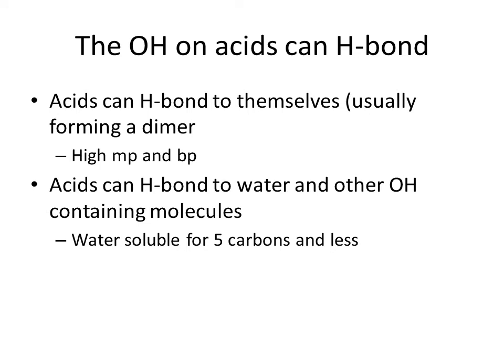The oxygen-hydrogen part of the functional group on an acid can hydrogen bond. They're just like alcohols in that they can hydrogen bond quite well. The acids can actually hydrogen bond to themselves, and they form a dimer that makes the molar mass twice as large. So you get a very high melting point and boiling point for acids. And it's due to them hydrogen bonding and two of them being stuck together. That's what a dimer is.